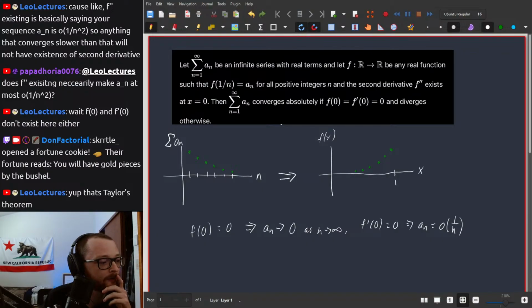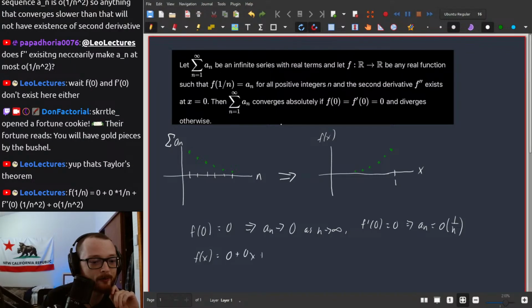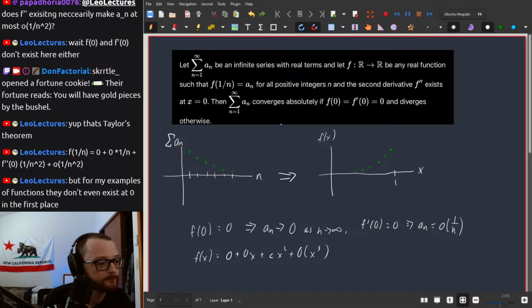Oh, yeah, that makes perfect sense, Leo, because the Taylor series means that f of x can be written as 0 plus 0x plus some finite number times x squared plus big O of x cubed. Okay, yeah. And of course, if you make x equal to 1 over n, you get the thing that Leo's saying exactly. Yeah, right. So we need to flip your functions or something. Well, then the log would break. I don't know.